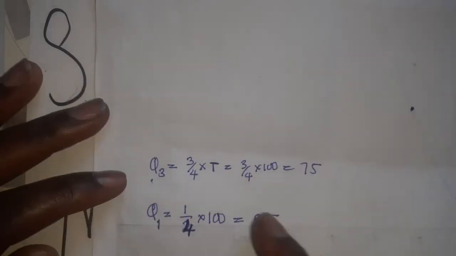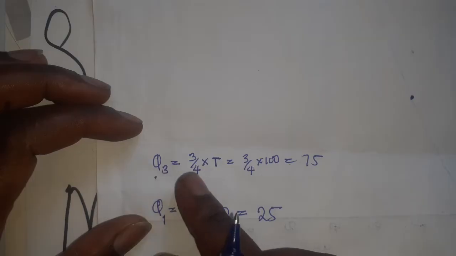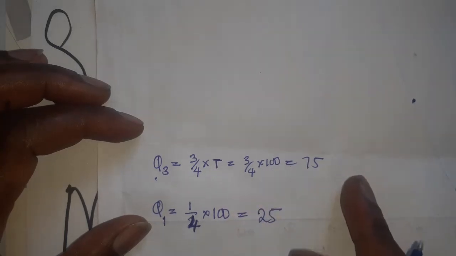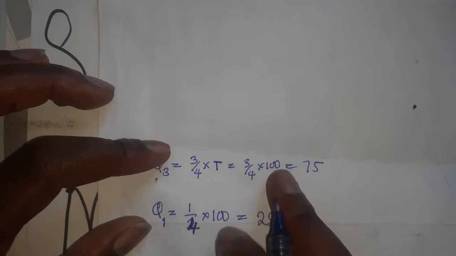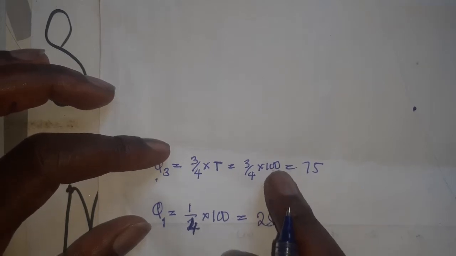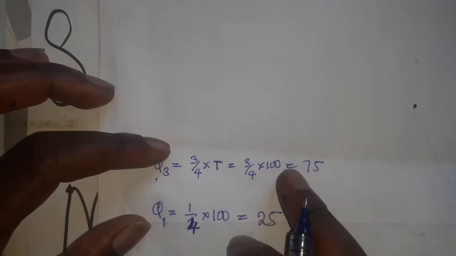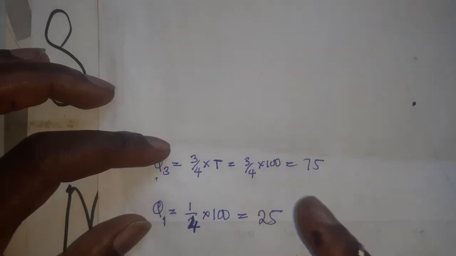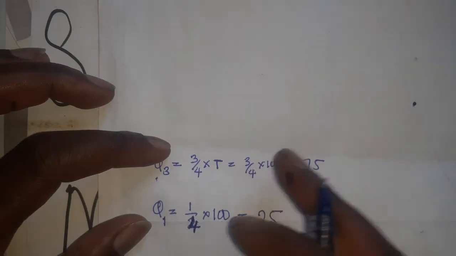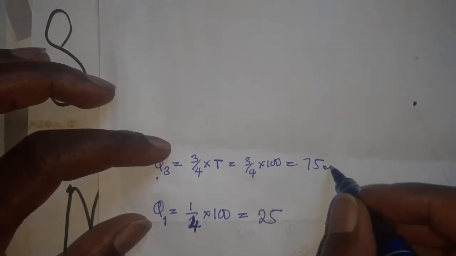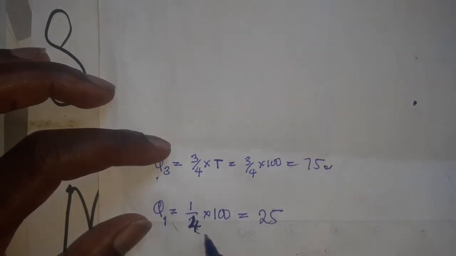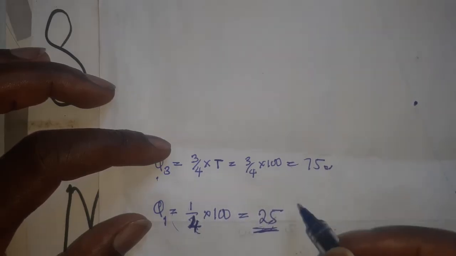So for the upper quartile, we say 3/4 multiplied by 100, which is our total. If your total there was 40, you put 40 here. If your total was 68, you put 68 here. If your total was 70, you put 70 here. In our case, we have 100. And then the lower quartile, we get this one. These are not our final answers, but they are leading us to the answers.